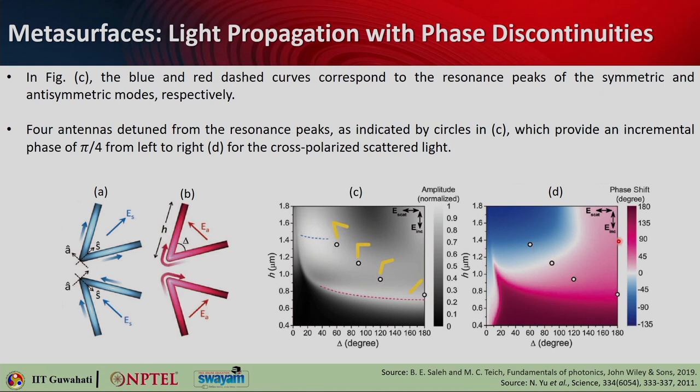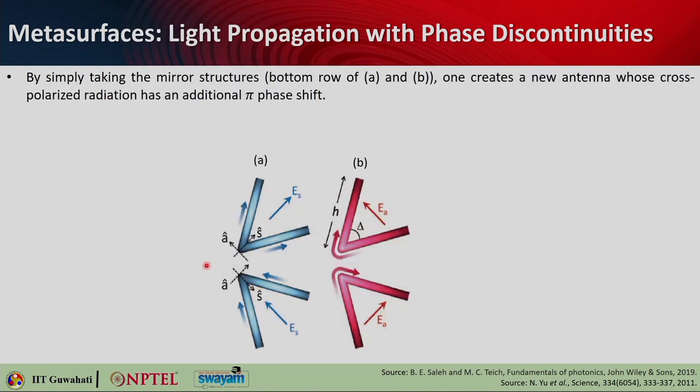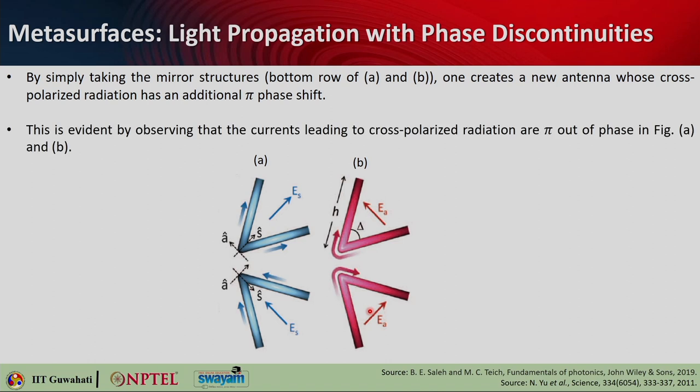This one has 90 degrees, then you have 45 degrees, then 0 degrees, and then minus 45 degrees. This is how the phase of the cross polarized scattered light changes by changing only the design of the elements. If you start opening up these V type antennas, you actually get an incremental phase of pi by 4 changing from this design to this design. Now, if you do the mirror structure, that is this one and this one, you can get an additional pi phase shift introduced. So, you actually get many elements which can give you your desired phase shifts.